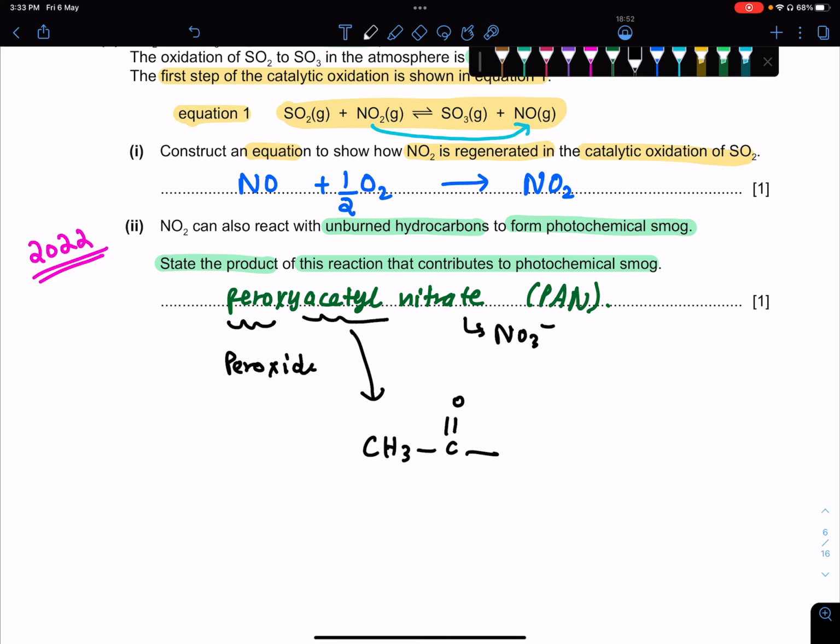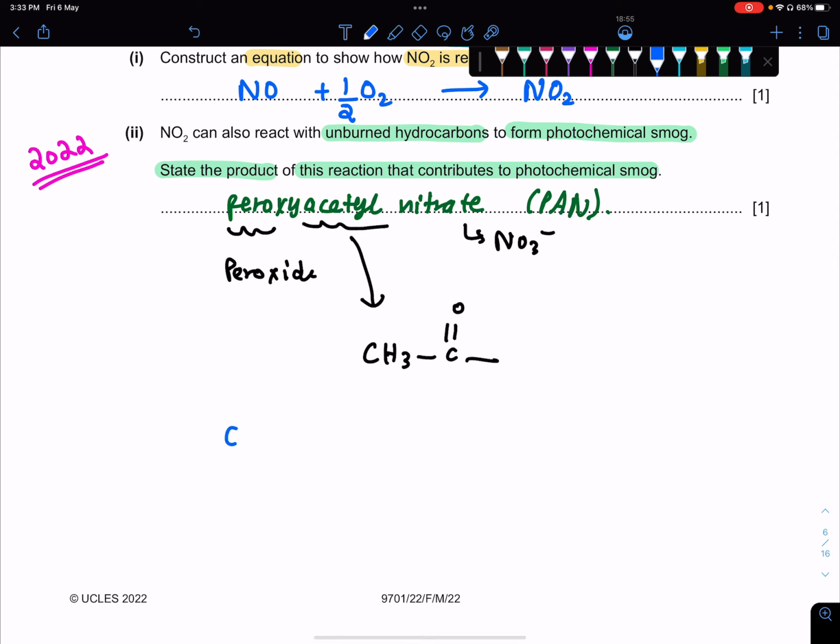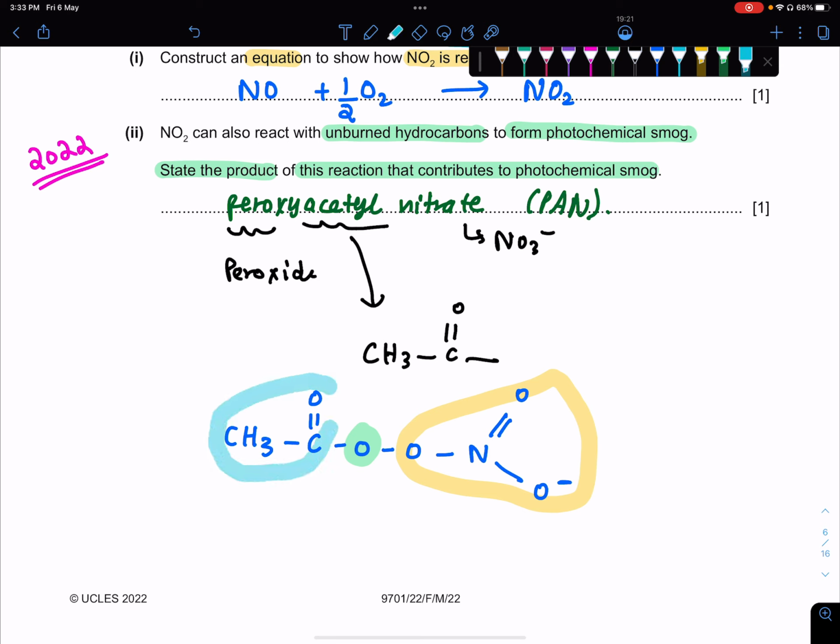NO3 minus. So by combining these, we can make a structure of PAN: CH3CO. We can add an oxygen here for the peroxide, and then an oxygen for the nitrate, and nitrogen is here, and then a double bond and a single bond, and there's a minus. So this is nitrate, this is peroxide, and this is the acetyl group. You should not need to know this structure. You should only know that the product in the photochemical smoke is peroxyacetyl nitrate, right?